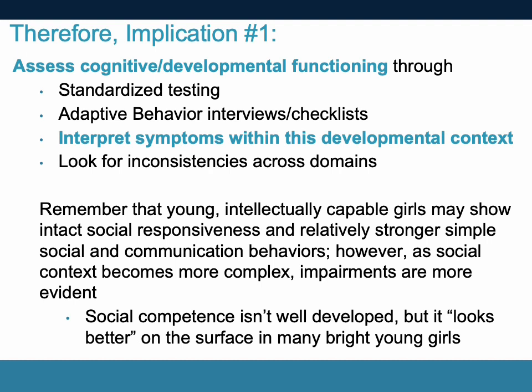We also want to keep in mind when you are assessing an intellectually capable young girl that you should expect to see some social strengths. You should expect to see some of the good markers that suggest autism isn't there, like some imitation, some joint attention. However, take a look at when the social context becomes more complex, those impairments might become more evident.